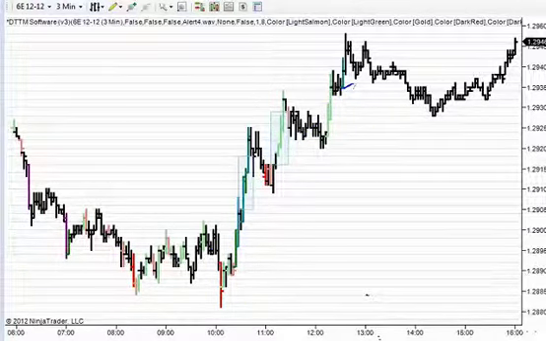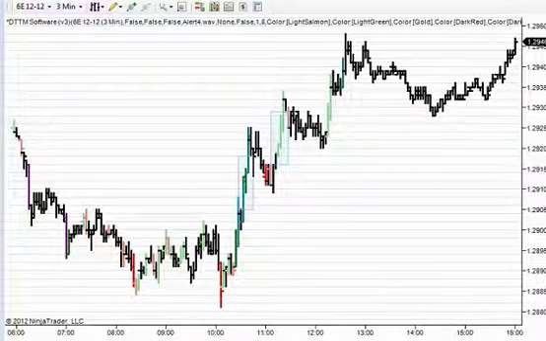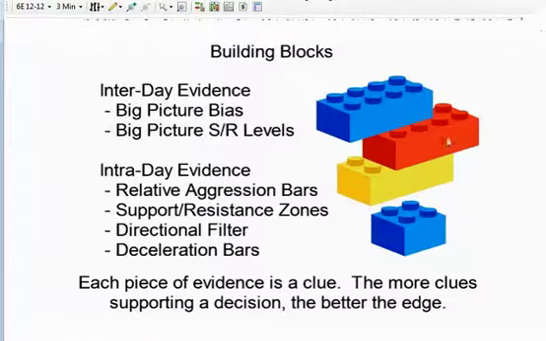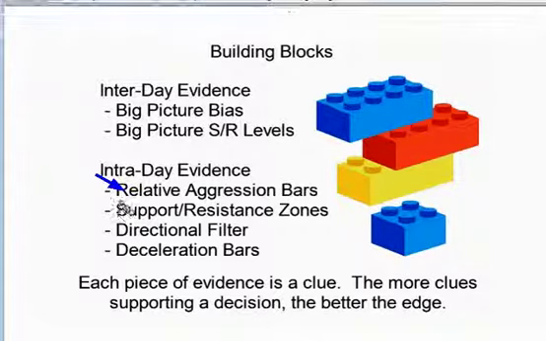So I can keep going through charts and look at other things. I'm not going to do that right now because I just wanted to give a little bit of a flavor of that first building block that we talk about, which is the relative aggression bars, and that's what we look to really help us make sense in the short term of the likely market direction. From there, you can use the idea of what we call confluence, where you wait for these other clues to come in, and the more of these clues that you have, the better decision that you can make, the better the edge that you have when you have a lot of different pieces.